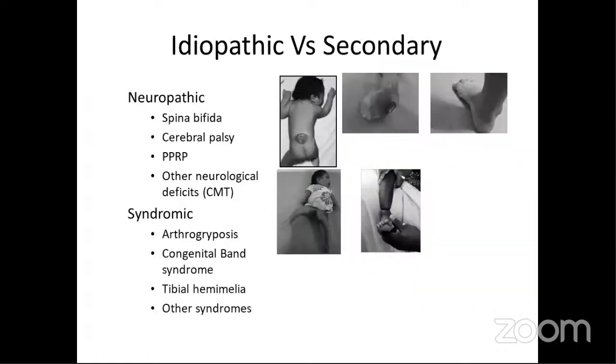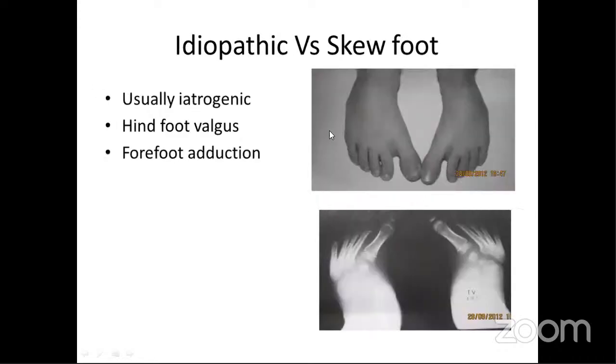Idiopathic versus secondary. Now, secondary feet are very important. You have to examine the rest of the body and neurology, as well as vascularity of the distal limbs, to differentiate between idiopathic and secondary clubfoot. The common causes are spina bifida, cerebral palsy, which has now taken over from polio as polio is gradually vanishing, and other neurological deficits like Charcot-Marie-Tooth disease.